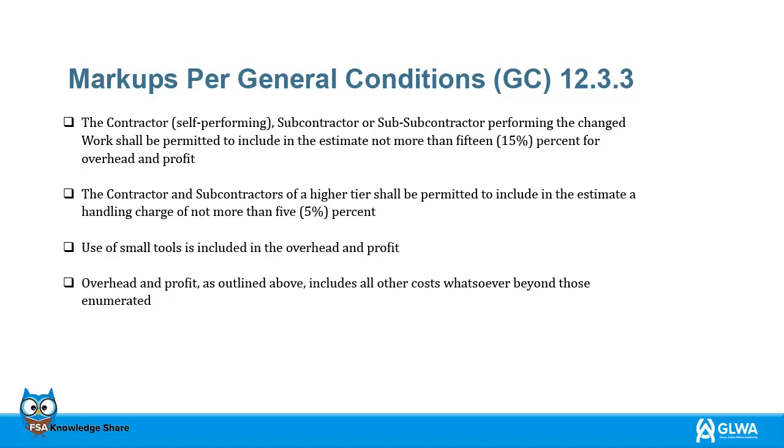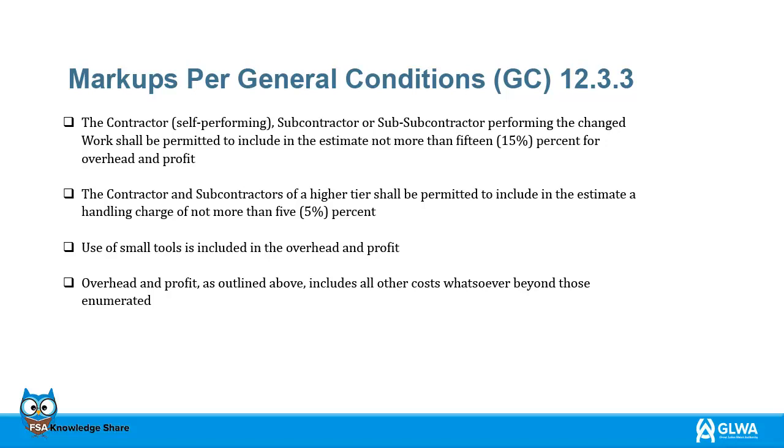The contractor, self-performing subcontractor, or subcontractor performing the changed work shall be permitted to include in the estimate not more than 15% for overhead and profit. The contractor and subcontractors of a higher tier shall be permitted to include in the estimate a handling charge of not more than 5%. Use of small tools is included in the overhead and profit.